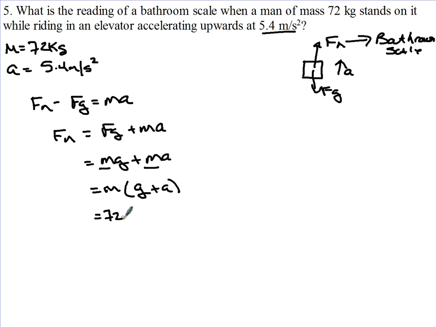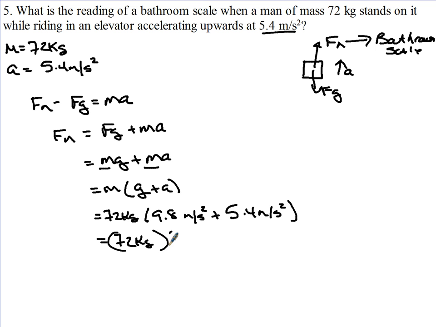So this is 72 kilograms times g, which is 9.8 meters per second squared, plus 5.4 meters per second squared. And so 9.8, remember to do this first, 9.8 plus 5.4 is 15.2. So this is going to be 72 kilograms times 15.2 meters per second squared. So I get the normal force, what the scale reads, is 1094.4 newtons.